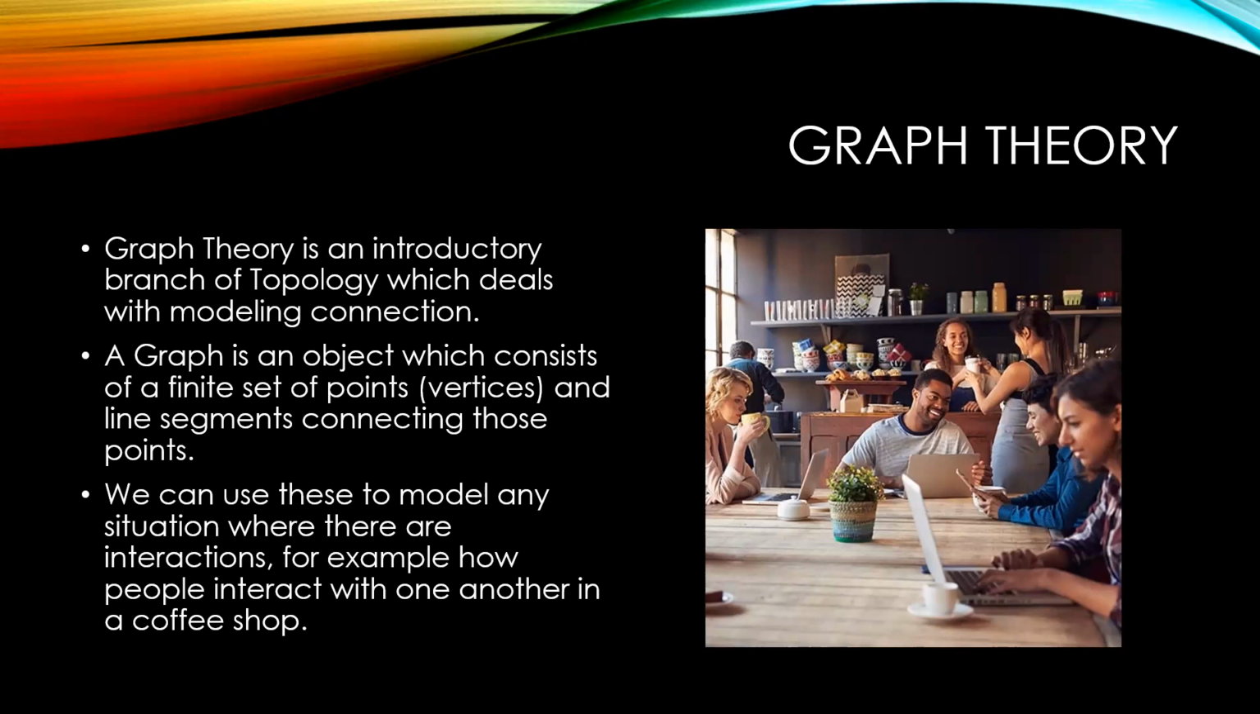But a graph is an object which consists of a finite set of points, which are vertices, and line segments which connect those points. And we can use them to model just about any situation where there are interactions. One example is just this image to the right. This is an image of some folks in a coffee shop.